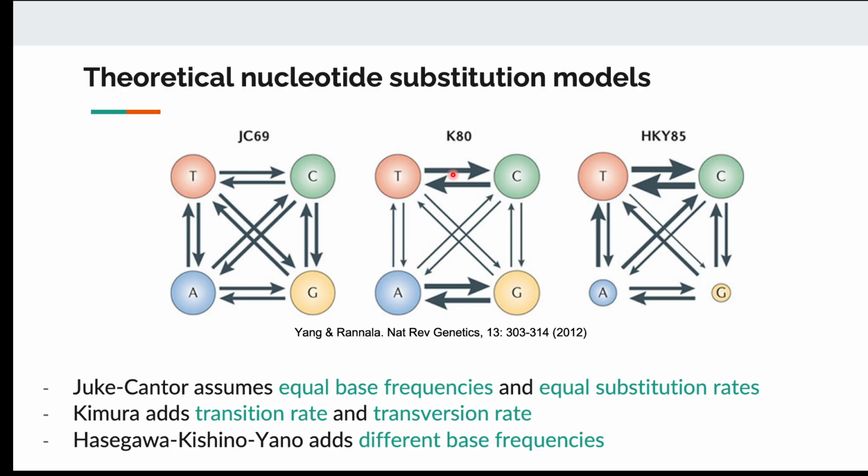Can that be a new variable? So people start to incorporate different proportions of the nucleotides. A, C, G, T can have different probabilities. So we have a slightly more complicated model.